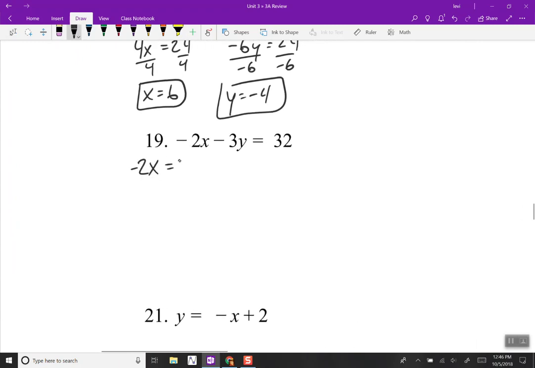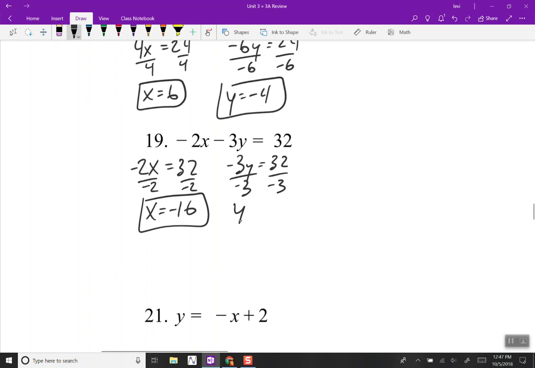Negative 2x equals 32 divided by negative 2. X equals negative 16. Negative 3y equals 32 divided by negative 3. Y equals, that's not going to simplify, negative 32 over 3.